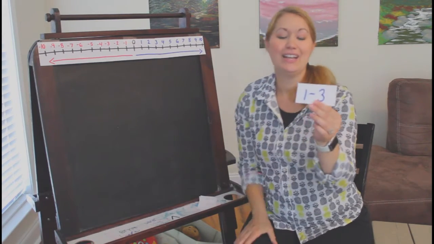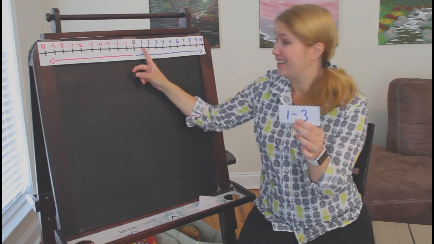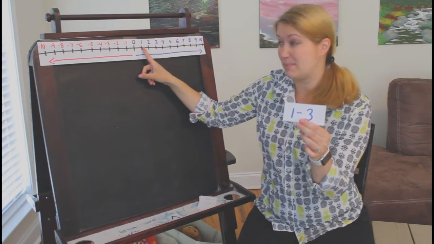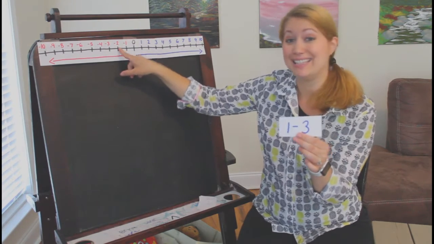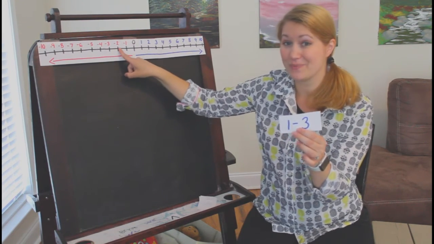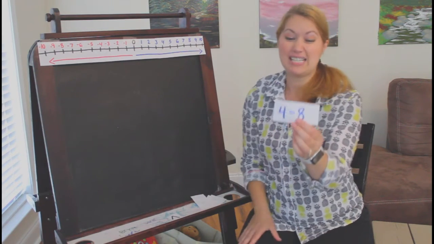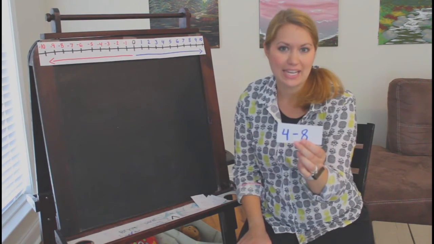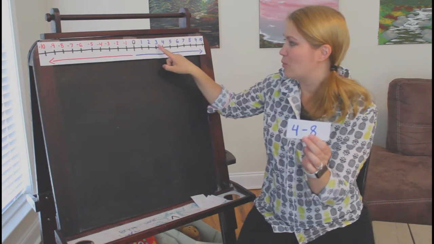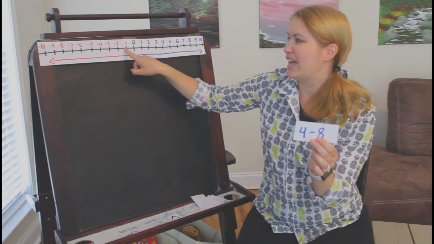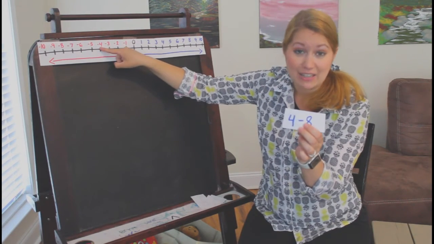+1, take away 3. Okay, so I count backwards 3 spaces. 1, 2, 3. I get negative 2. What about positive 4 take away 8? Positive 4 take away 8. 1, 2, 3, 4, 5, 6, 7, 8. I'm at negative 4.